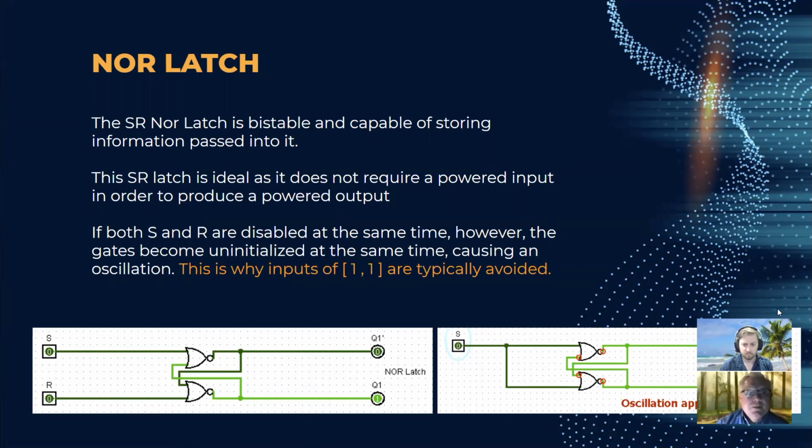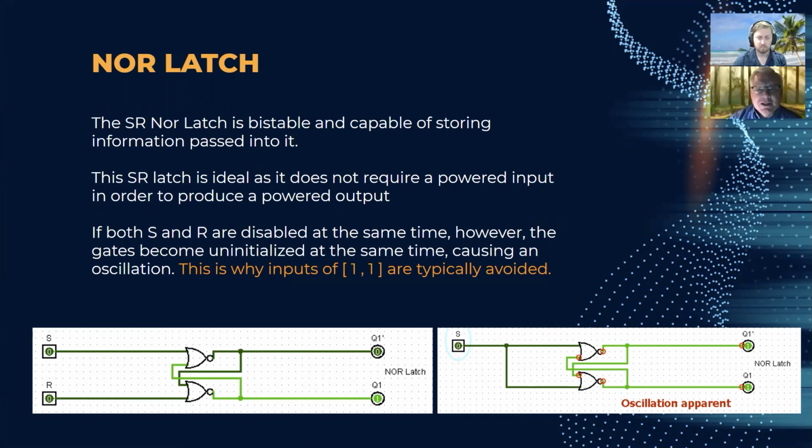The NOR latch. The SR NOR latch is bistable and capable of storing information passed into it. This SR latch is ideal as it does not require a powered input in order to produce a powered output. If both S and R are disabled at the same time, however, the gates become uninitialized at the same time, causing an oscillation. This is why inputs of 1 and 1 are typically avoided.